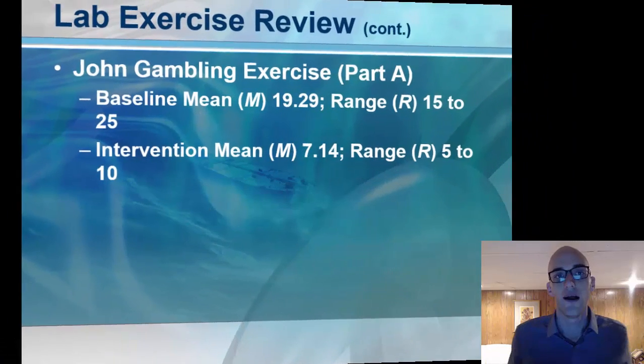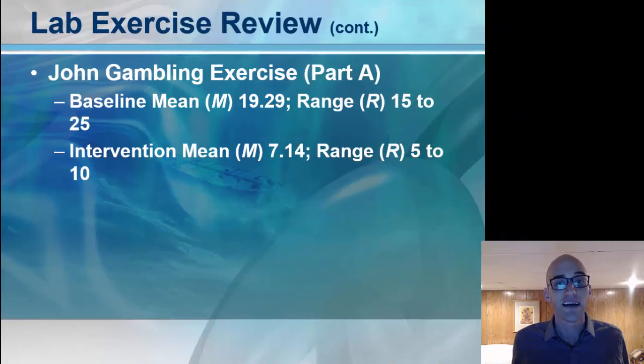All right, so for John's gambling exercise, part A, the baseline mean was 19.29, range of 15 to 25. So again, when we're reporting the mean, we also need to report the range, which is sometimes reported as the lowest score to the highest score, but we could also say the range was 10 here. The intervention phase, the mean was 7.14 with a range of 5 to 10 or a range of 5.